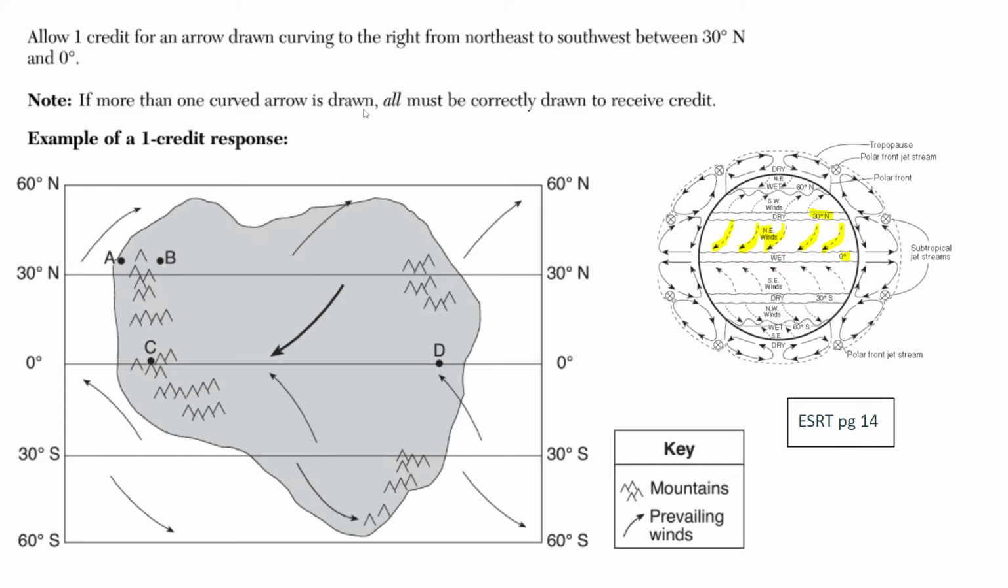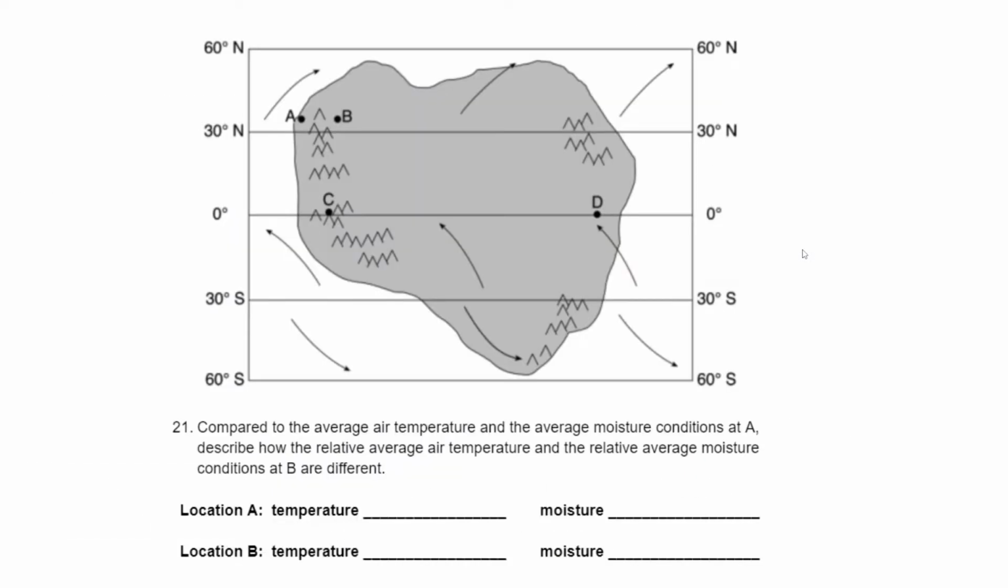Okay? So if you draw more than one, make sure that all your arrows are correct. Also, don't draw a straight arrow. Make sure it's curved, just like it is on your reference table. So try number 21, pause this video.